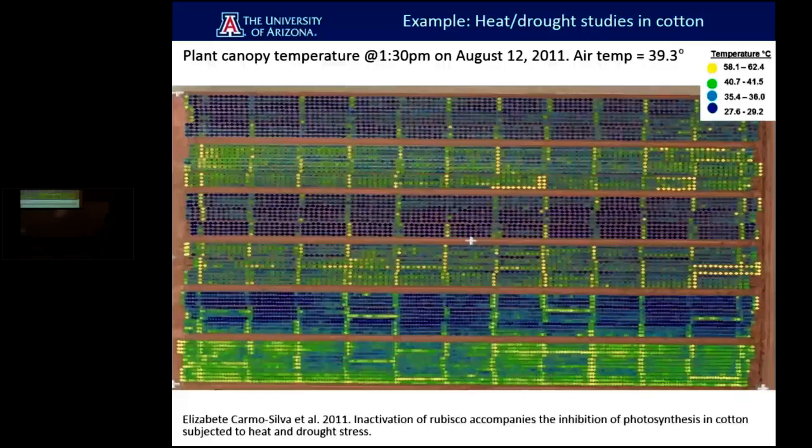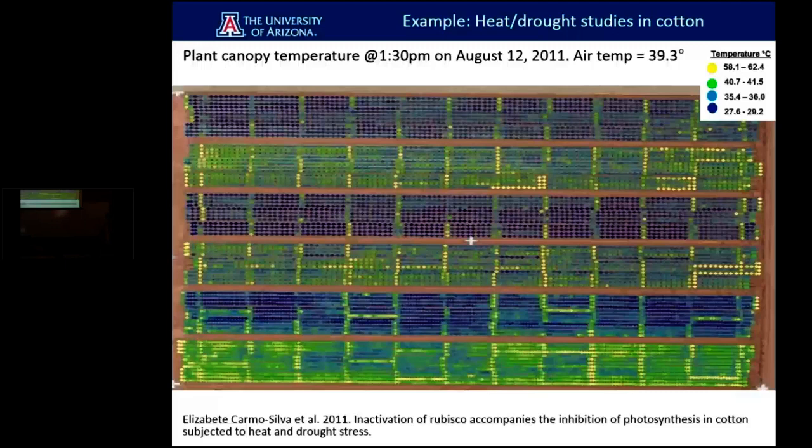Notice also in August 12, 2011, at this particular time in the day we have close to 40 degrees Celsius ambient temperature, but we have plants that can be 10 degrees lower than that ambient temperature and 20 degrees higher than that ambient temperature. That's something very unique about our low desert that allows us to do these heat and drought studies. And we're exploiting that in this type of research.